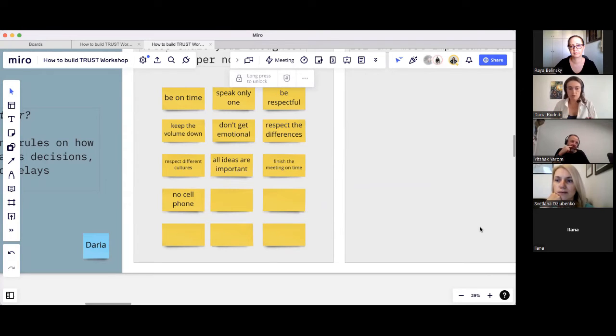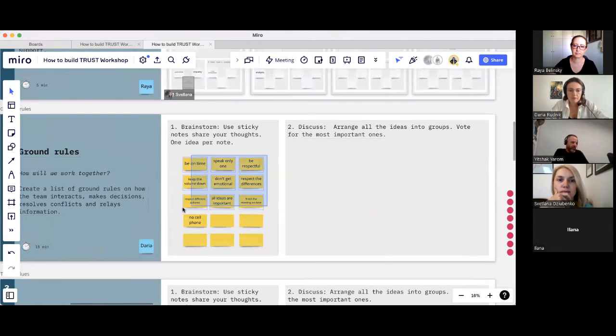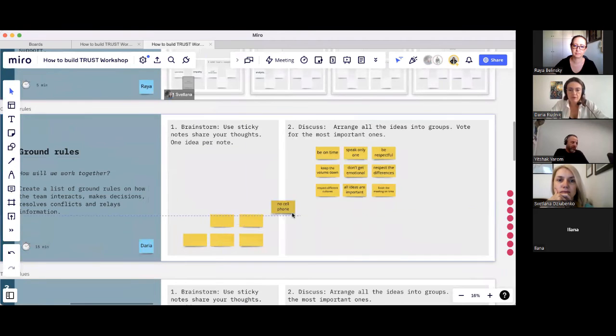And you will have lots of different cards. Some of them will be general, like be respectful, respect the differences, be patient. Some of them will be very specific, like speak only one. Some of them will be repetitive because people will think of the same things, and that's okay, that's good. So when you have all those cards together, what do you want to do next? You want to move them to another field where you want to vote for them.